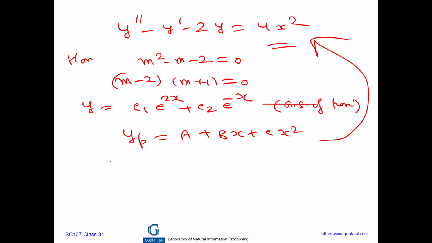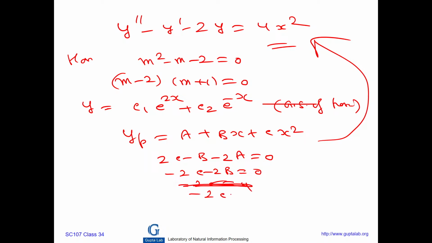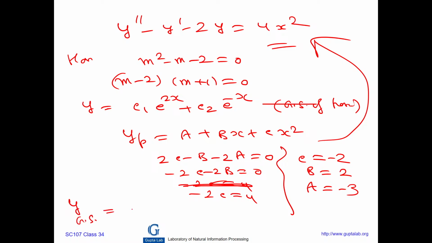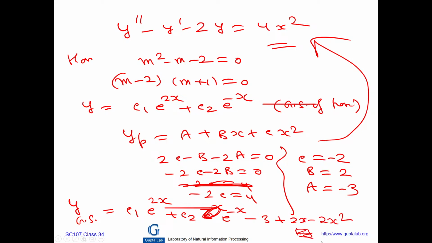Substitute कर दिया इसके अंदर. We get the equations 2c minus b minus 2a is equal to 0, minus 2c minus 2b is equal to 0, and minus 2c is equal to 4. Simplify किया, c is equal to minus 2, b is equal to 2 and a is equal to minus 3. So general solution of the whole equation is c1 times e raised power 2x plus c2 times e raised power minus x minus 3 plus 2x minus 2x square. This is the general solution, right?